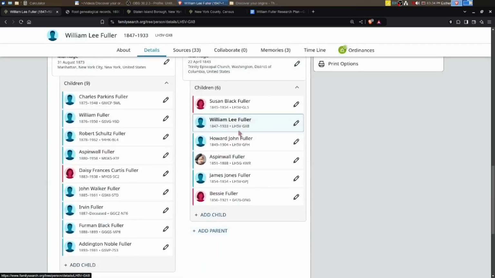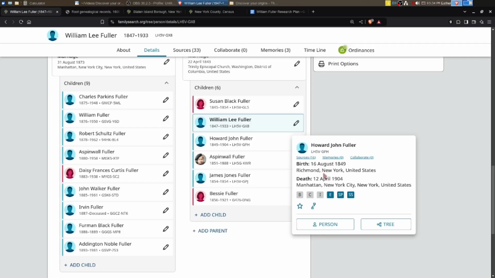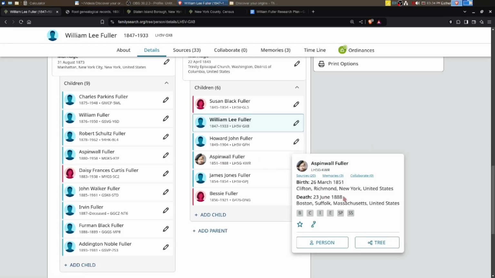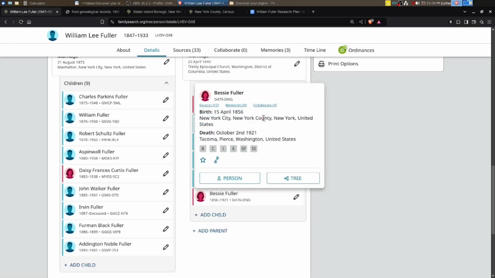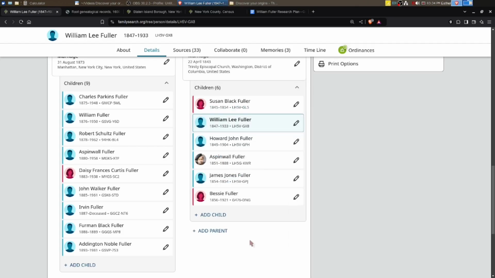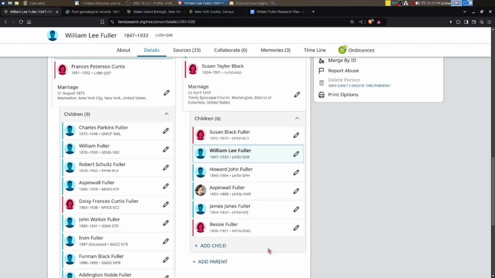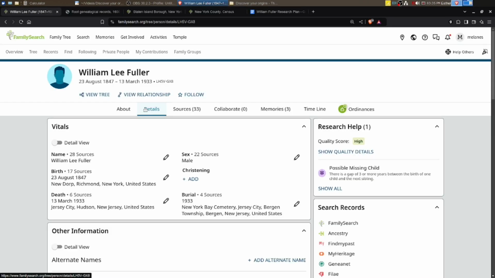Some of the other children in the family, I think, just say, okay, Howard was in Richmond County. Aspinwall was in Richmond County. And James Jones was in New York City, so then we need to look at Manhattan and see what's available there for him. And Bessie's in New York City, which makes sense because they're in New York City in 1860. So the research plan, at least for this phase, is to go through each of the children and evaluate the records and see if there are records that identify the father's birthplace.